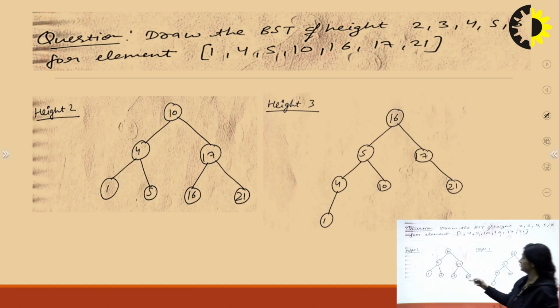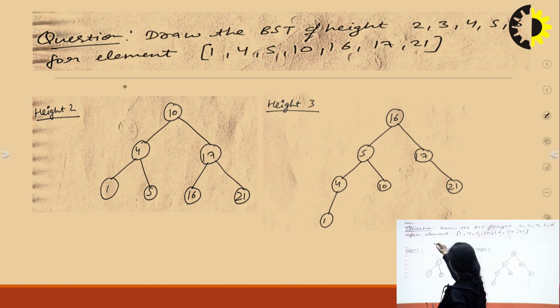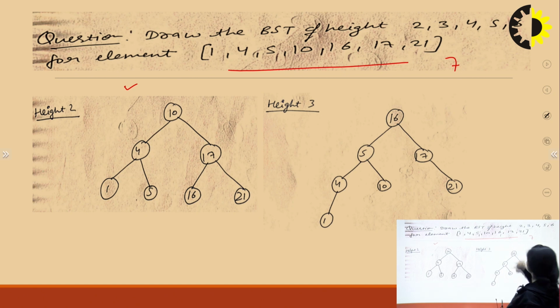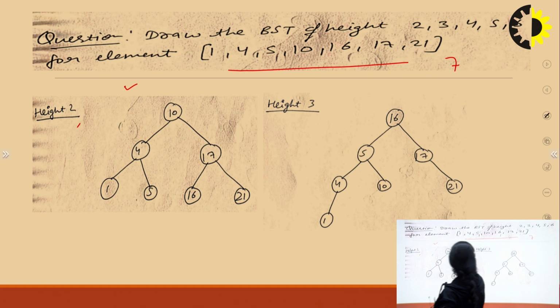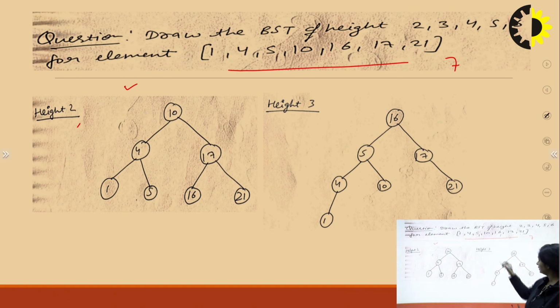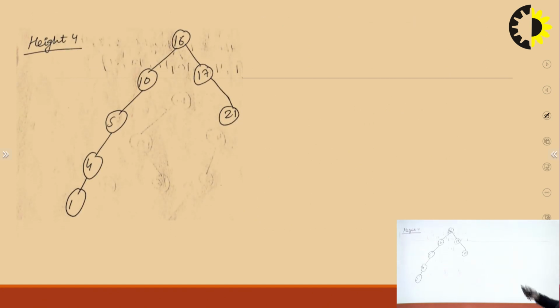You may see here, this is a tree and there are 7 elements in this tree. You can see the question: draw the BST of height 2, 3, 4, 5, 6 for these elements. These are 7 elements total and this is the tree of height 2. Here is height 3, and it is like this. You already know how we draw the binary search tree. Now see the next one.